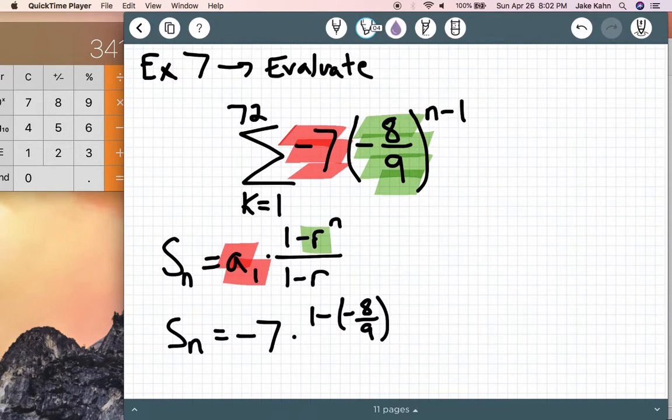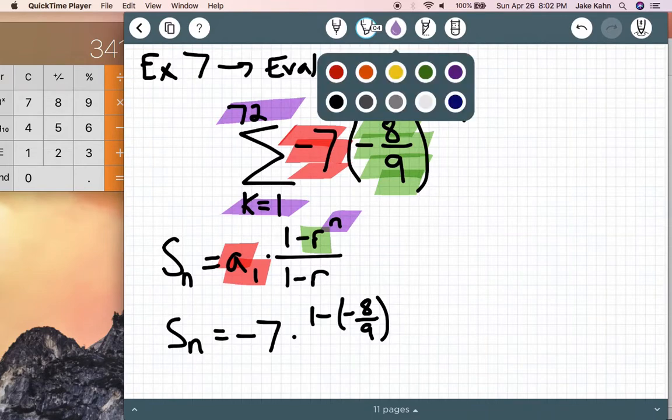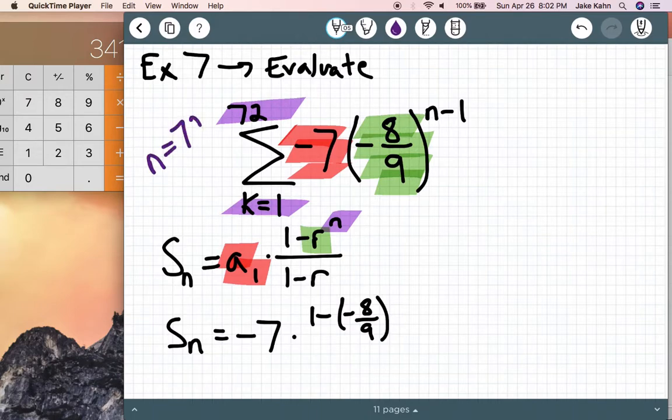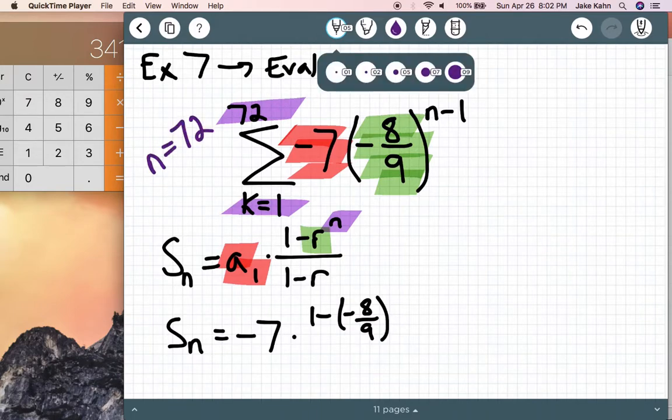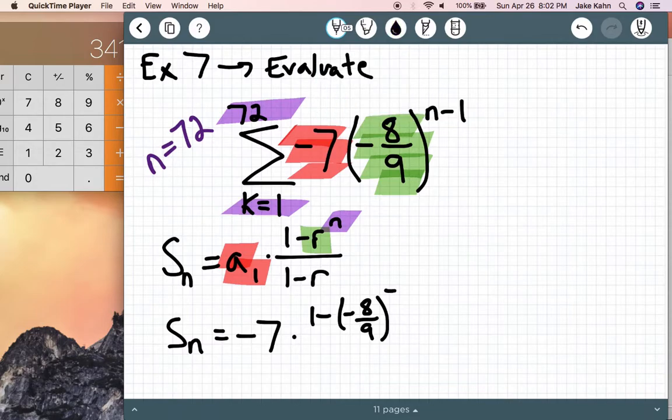N is equal to how many numbers exist between 1 and 72, right? So there are 72 numbers, including 1 and 72, integers between 1 and 72. So we are going to say n is equal to 72, which is what we plug in right here, divided by 1 minus r. R again is -8/9. And this will be what we plug into our calculator to solve.